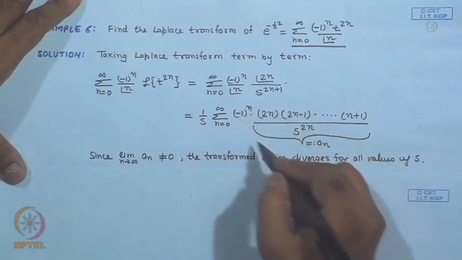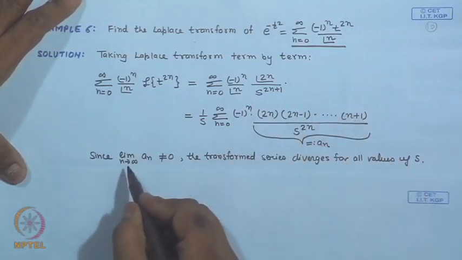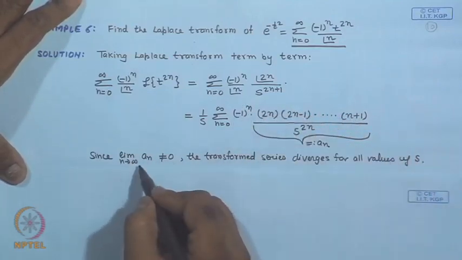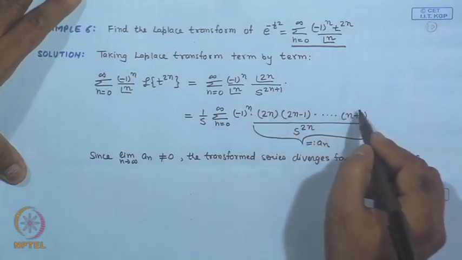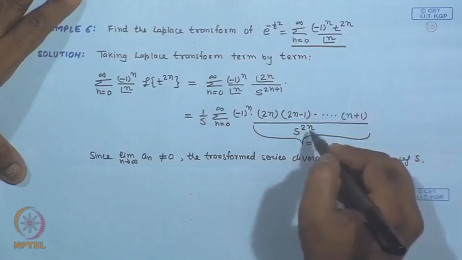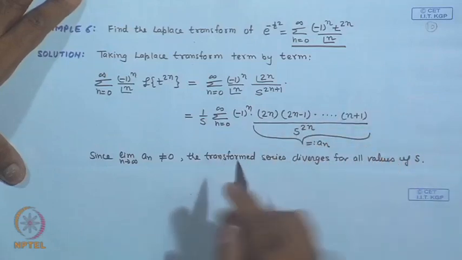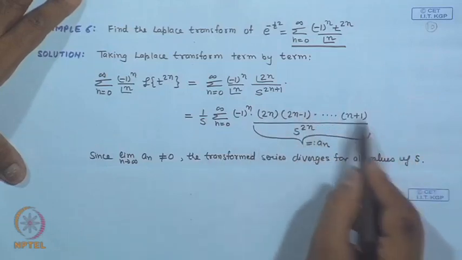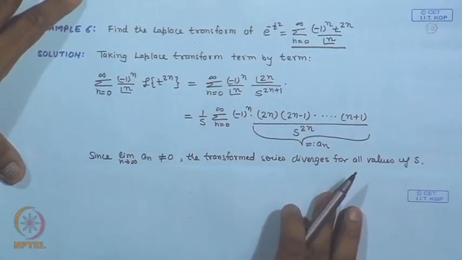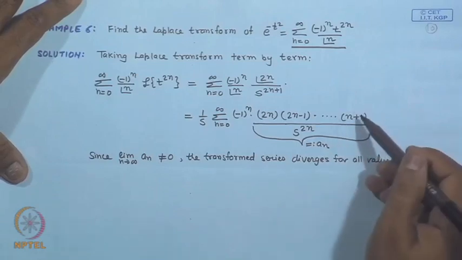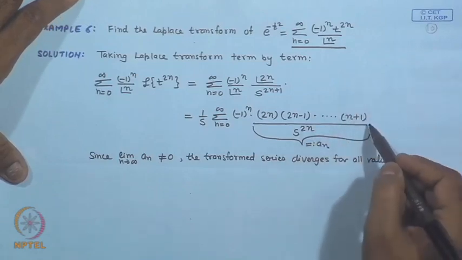The interesting part here is that A_n as n approaches infinity is not 0, because the numerator grows faster than the denominator. Therefore, the transform series that we got by applying the transform term by term does not converge for any value of s.